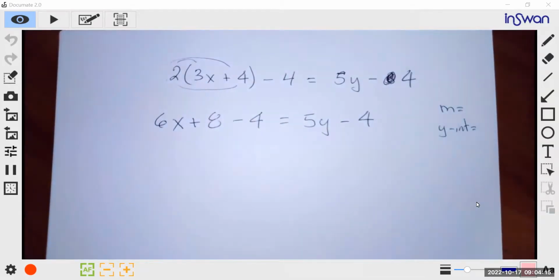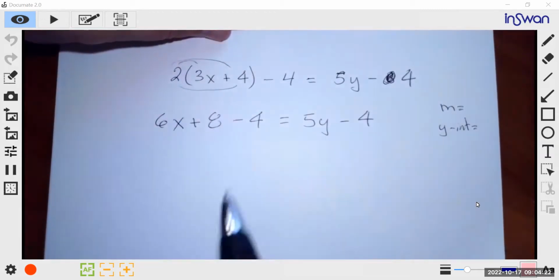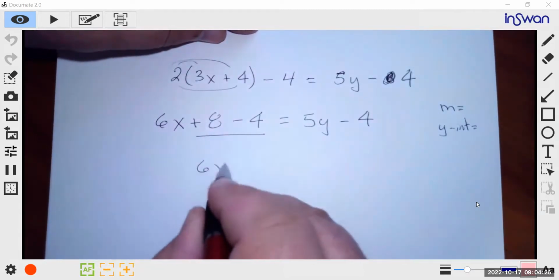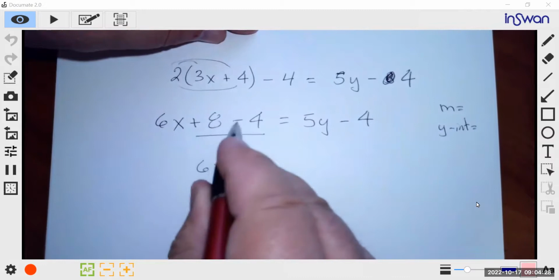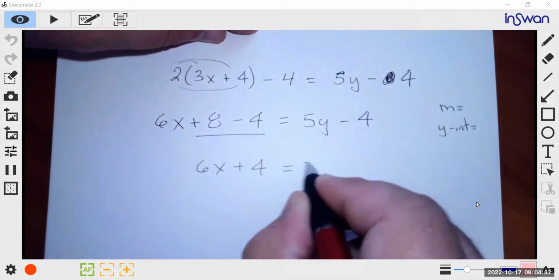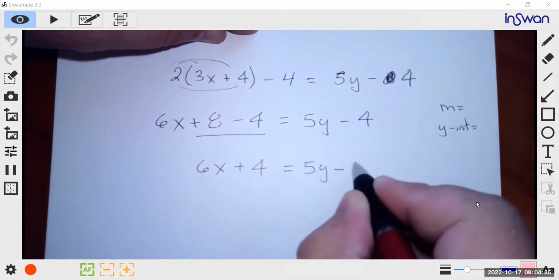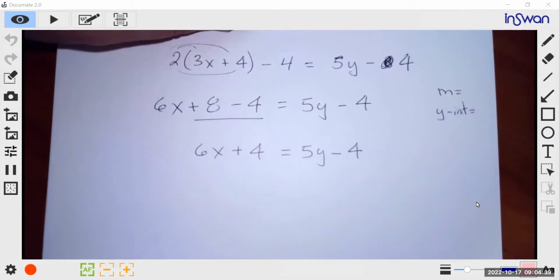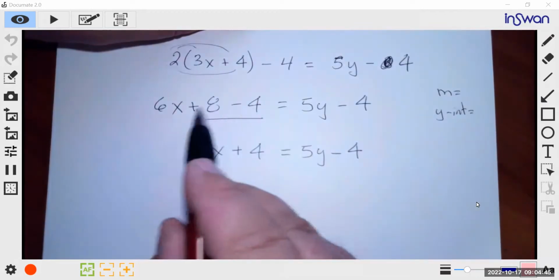Remember, order of operations. Since you can't do anything inside the parentheses, we have to get rid of it. After you get rid of parentheses, always combine like terms. So positive 8 minus 4 is positive 4. Just 8's bigger than 4. The answer is positive. 8 minus 4 is 4.